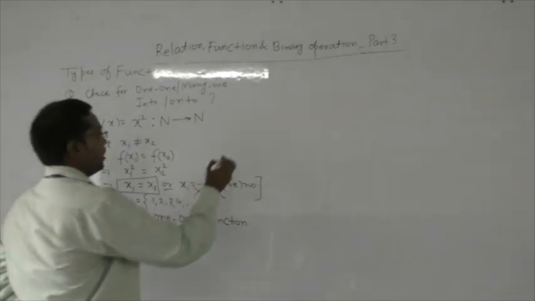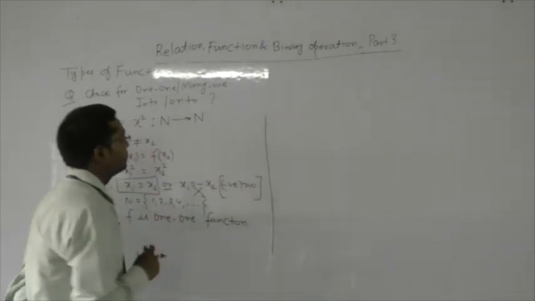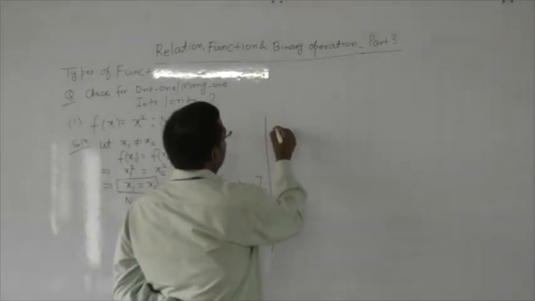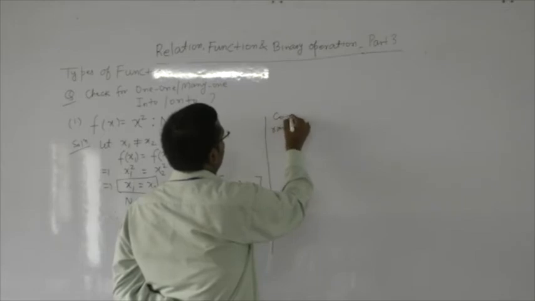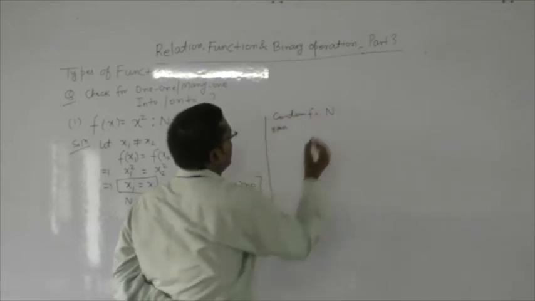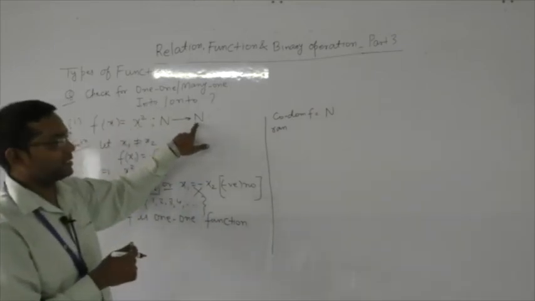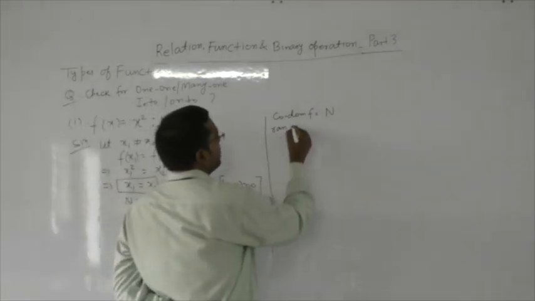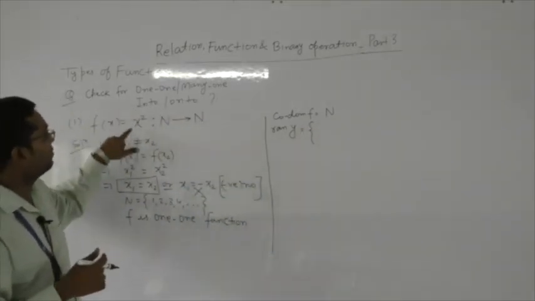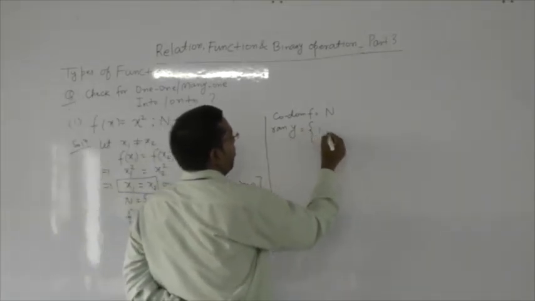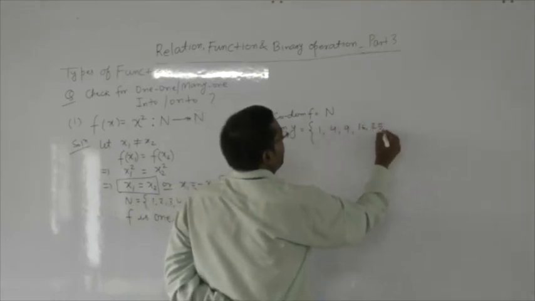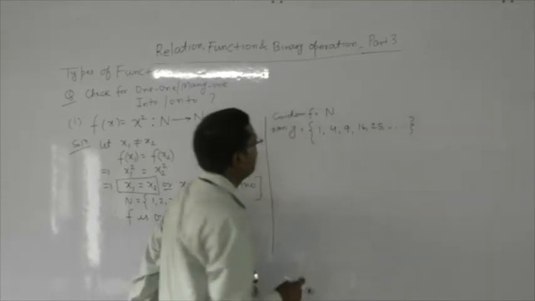Now let's check for into or onto. What will be the codomain of this function? Codomain will be all natural numbers 1, 2, 3, 4, 5, 6 as it is given. What will be the range of this function? The range will be all x squared type. Put x equals 1, 1, then all square numbers, 4, 9, 16, 25, like that.